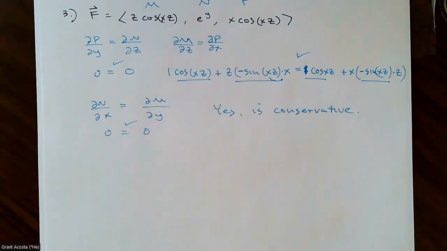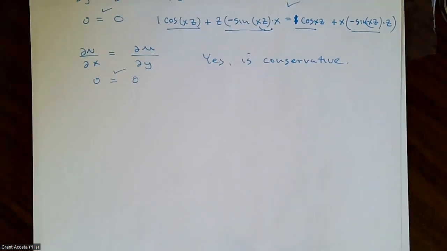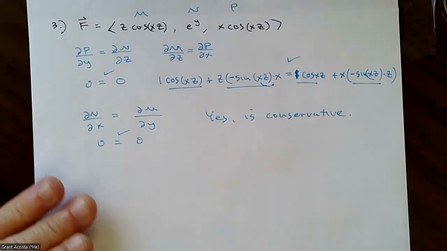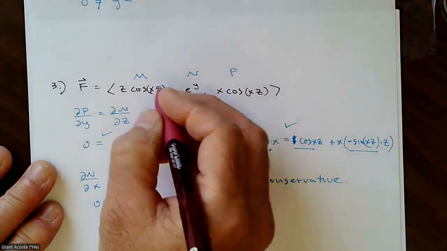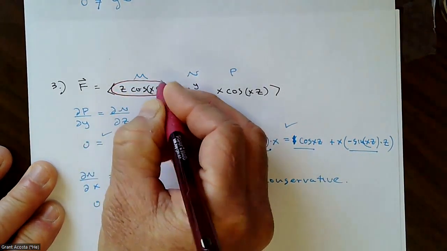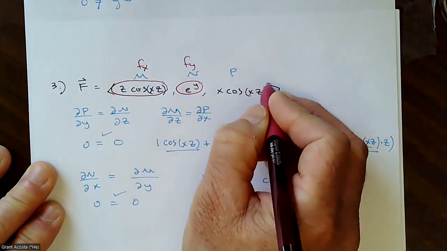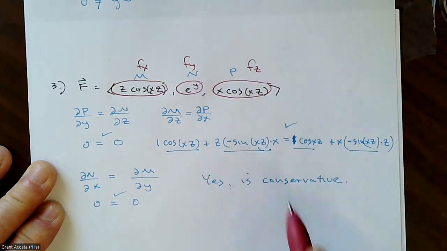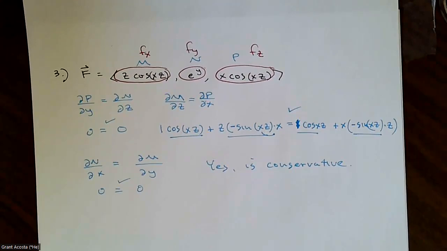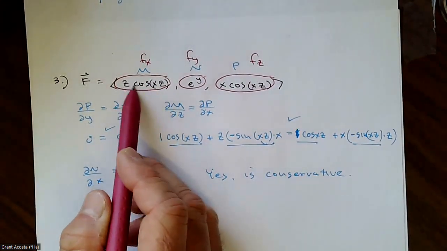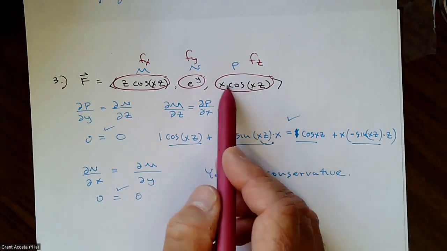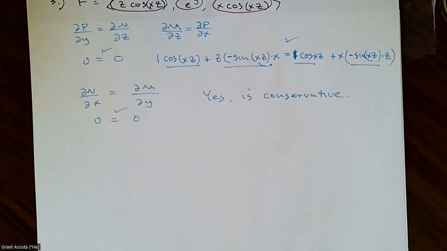Okay, but what do we now need to do? They said if it was a conservative field, we need to find the potential function. So let's try that. If this is conservative, then for some potential function f, this should be the partial of f with respect to x, this should be my partial of f with respect to y, and this should be my partial of my potential function with respect to z. So what I'm going to do is integrate this with respect to x, integrate this with respect to y, integrate this with respect to z, and see what I get.